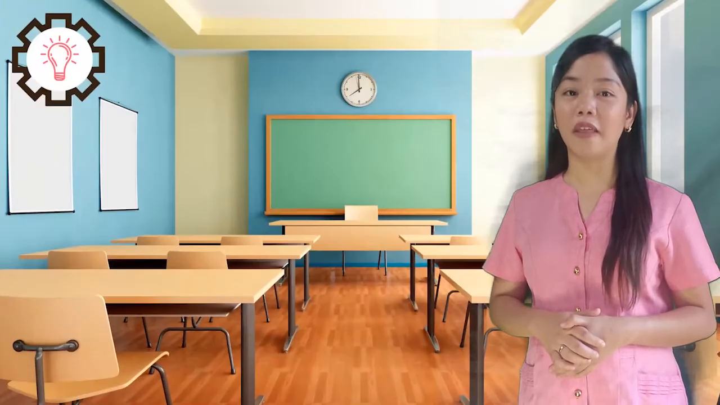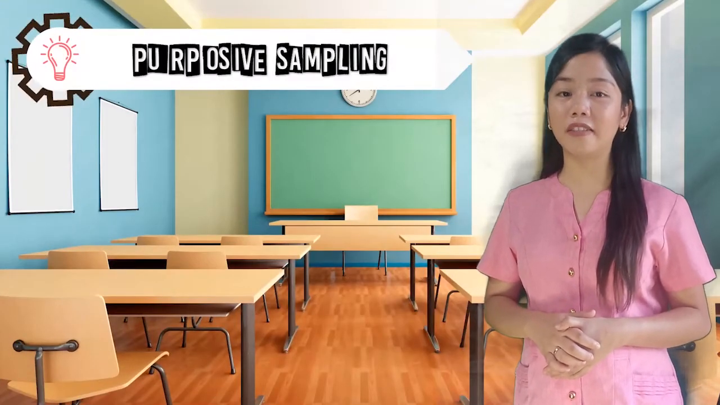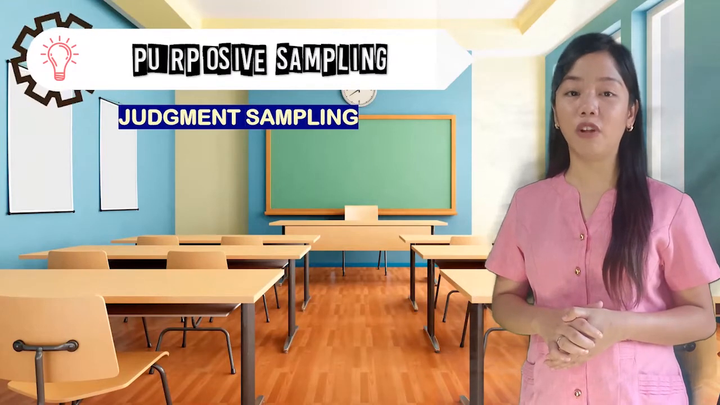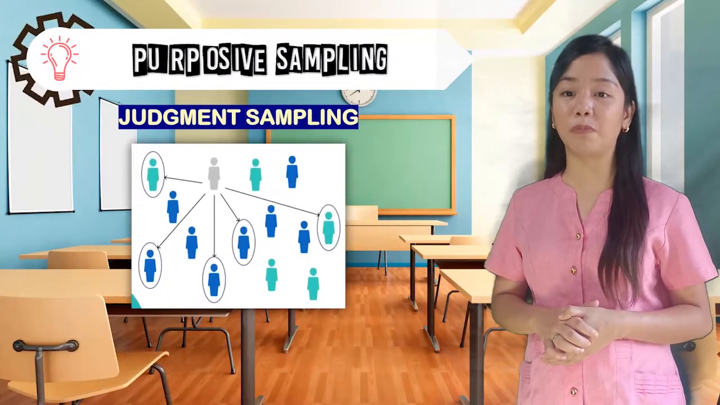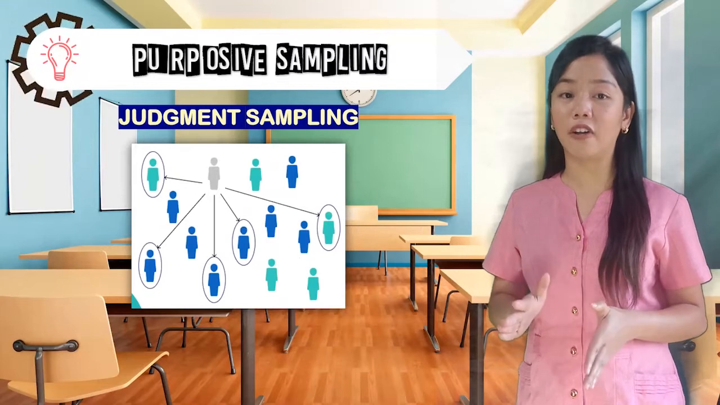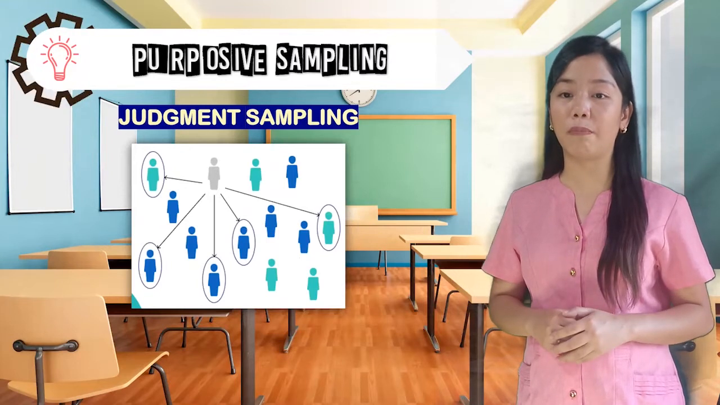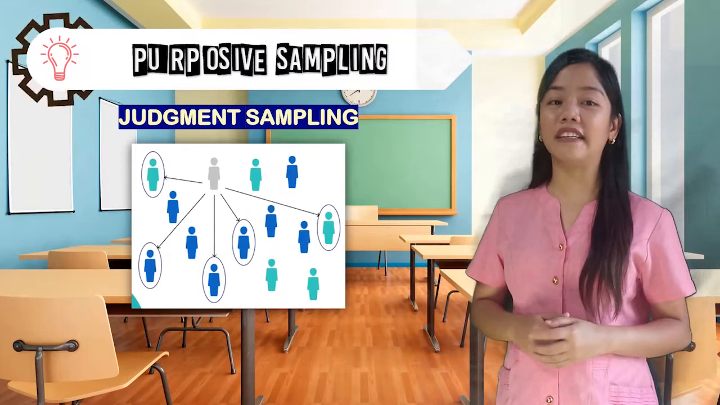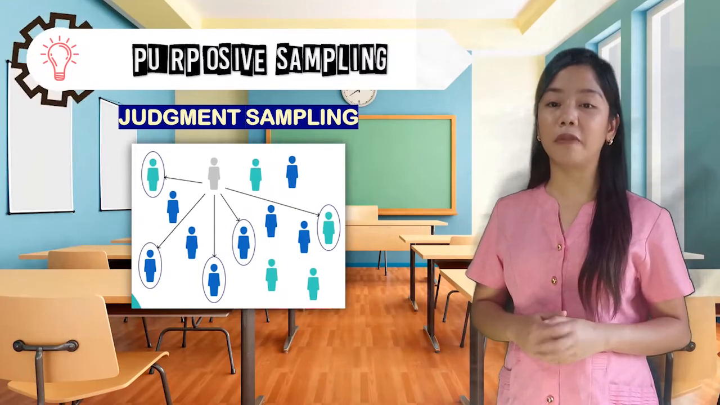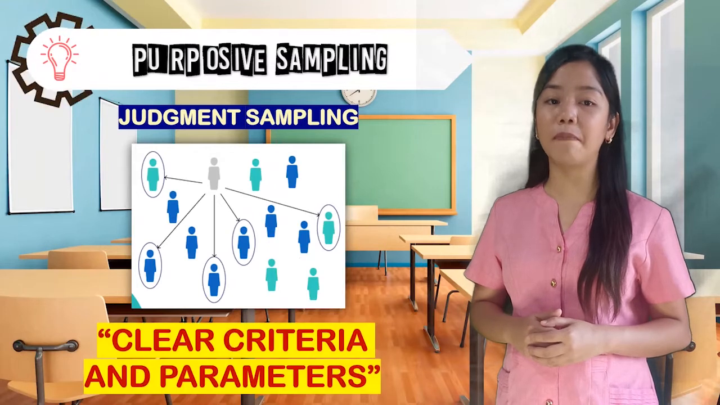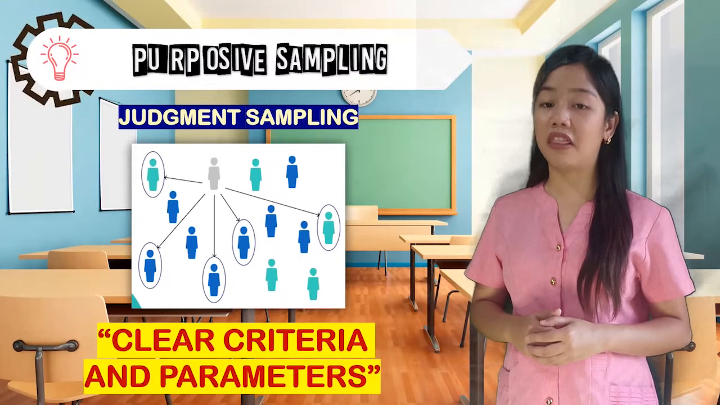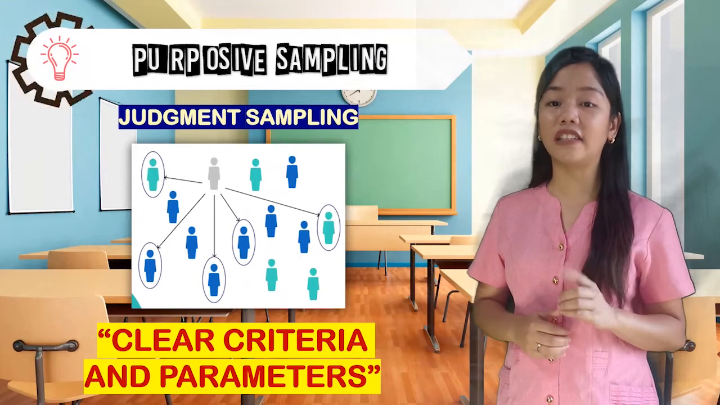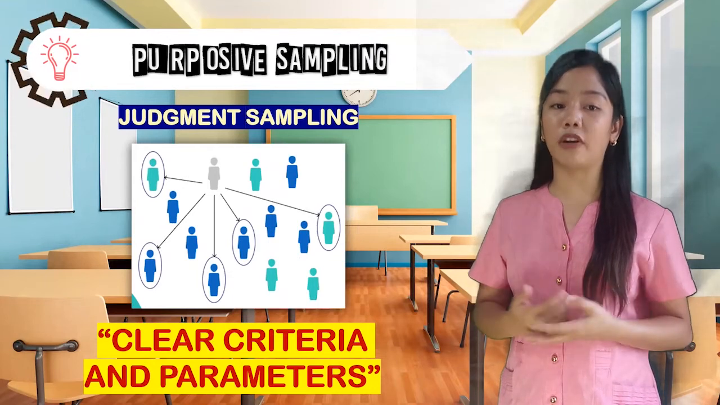Let's have first the purposive sampling. This type of sampling, also known as judgment sampling, involves the researcher using their expertise to select a sample that is most useful for the purposes of the research. But do not forget, an effective purposive sample must have clear criteria and parameters for inclusion. Therefore, the participants in this sampling technique are selected using the given parameters.